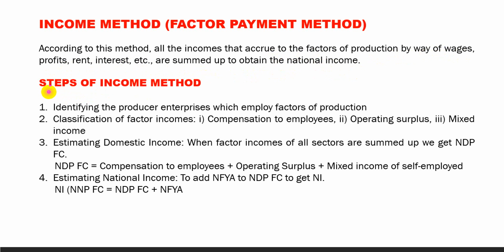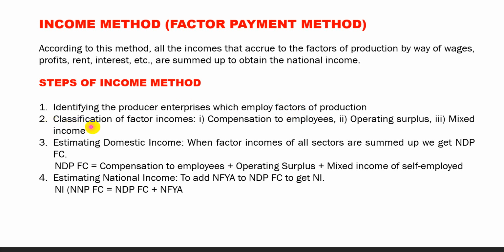Let us find out what are the steps of income method. First, identifying the producer enterprises which employ factors of production. This is the first step. All the producer enterprises are divided into three main sectors. These are primary sector, secondary sector, and tertiary sector. These sectors are again divided into subsectors.